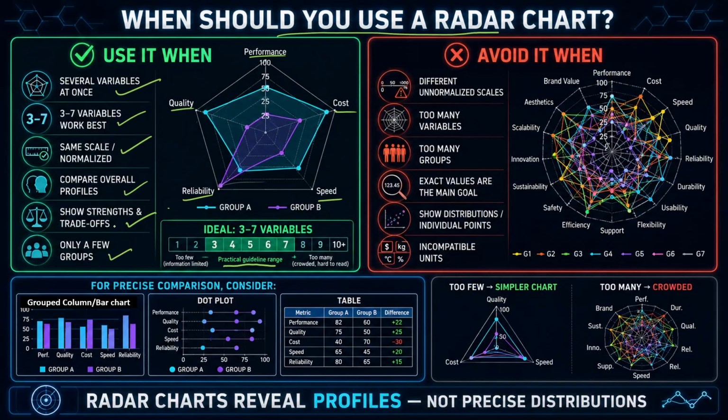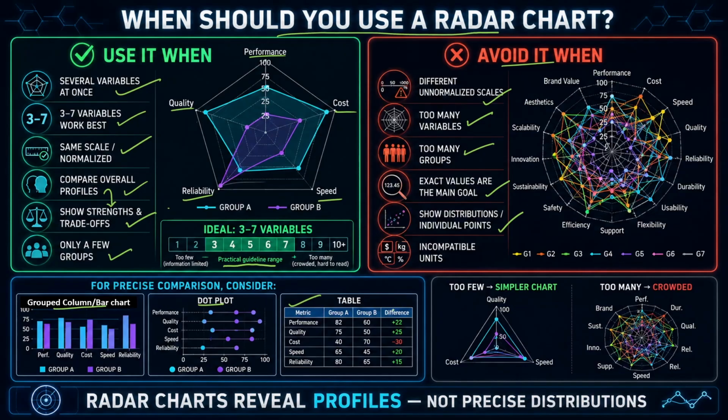Now, when should we avoid it? Do not use a radar chart when the axes have different unnormalized scales or incompatible units. Avoid it when there are too many variables or groups because overlapping lines create confusion. It is also unsuitable when exact values are the main goal or when we need to show data distributions and individual observations. For a precise value-by-value comparison, consider using a grouped bar chart, a dot plot, or a table. These formats make exact differences easier to read.